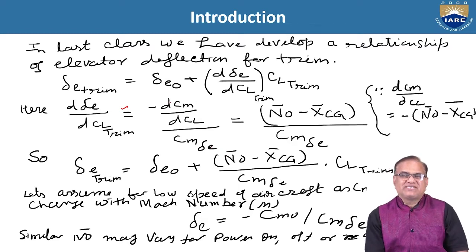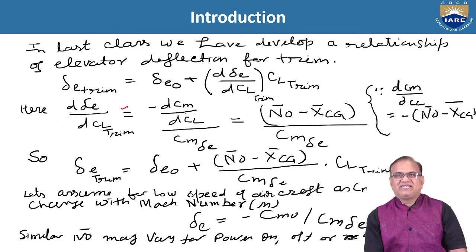We have discussed so much about dCm by dCL, and this dCm by dCL is the static margin, SM. So this dCm by dCL is minus, and not minus X CG. So this minus and this minus, here it is N naught, the neutral point, minus X bar CG. Wherever these bars are there, they are non-dimensional numbers. So here it is N naught bar minus X CG bar divided by Cm delta E.